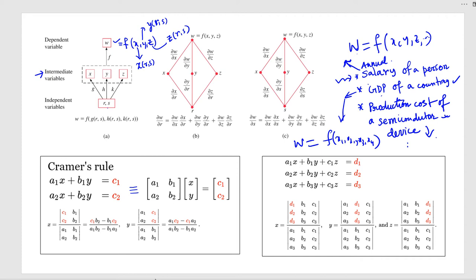And then we have seen that the rate of change we have calculated is in terms of R and S. Now, what will be the rate of change with respect to, for example, del w del x, and what will be the rate of change del w del y? What will be the rate of change del w del z? So that means we want to calculate the rate of change of w with respect to x, y, and z.